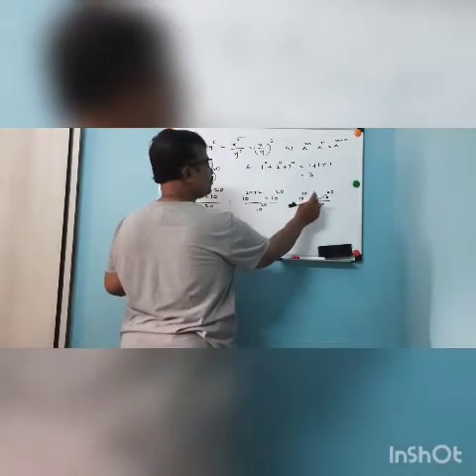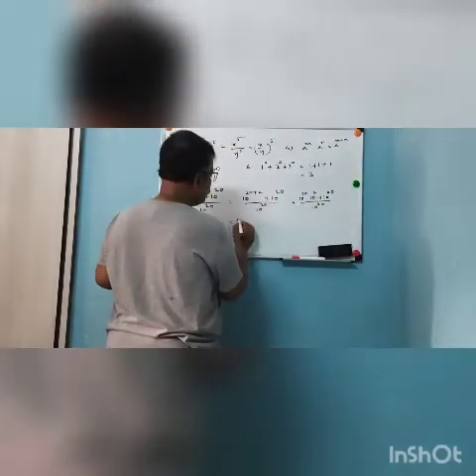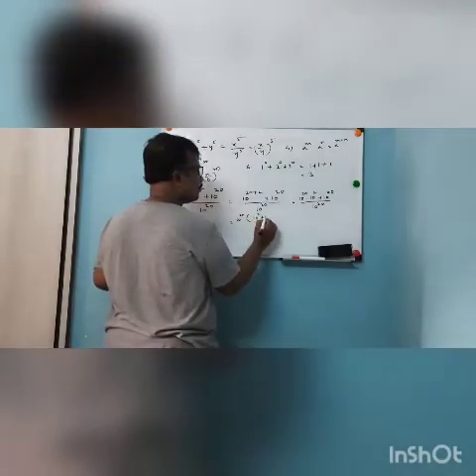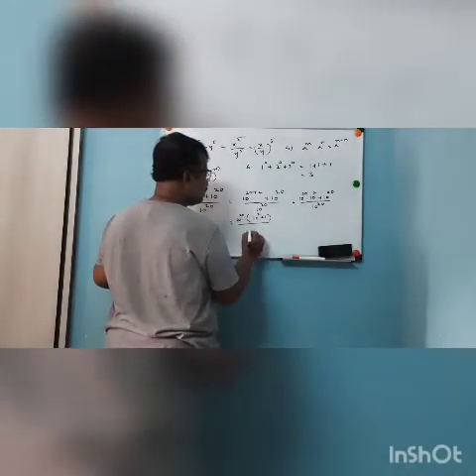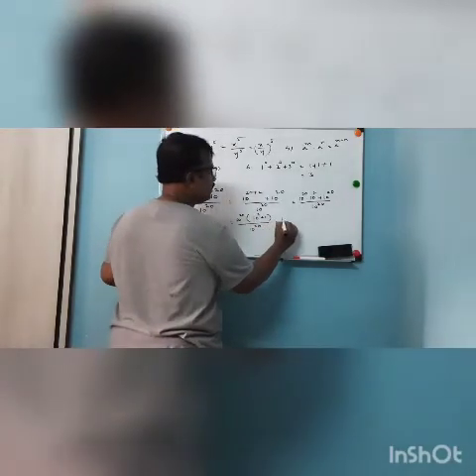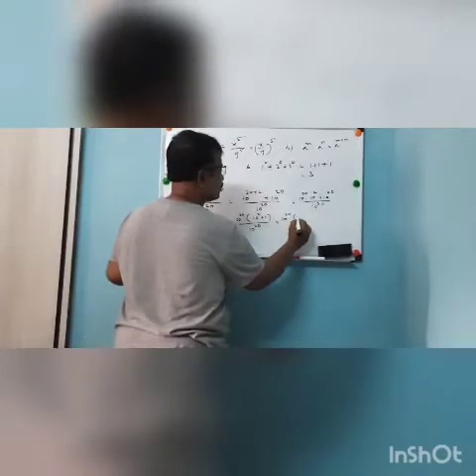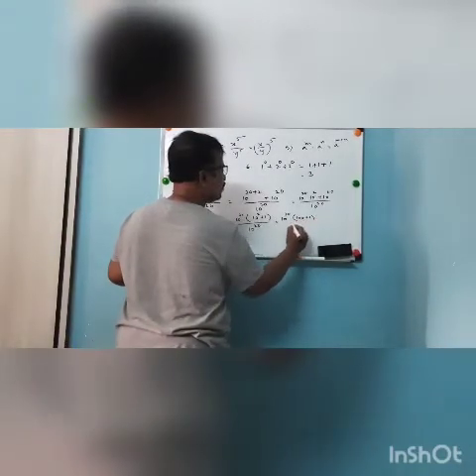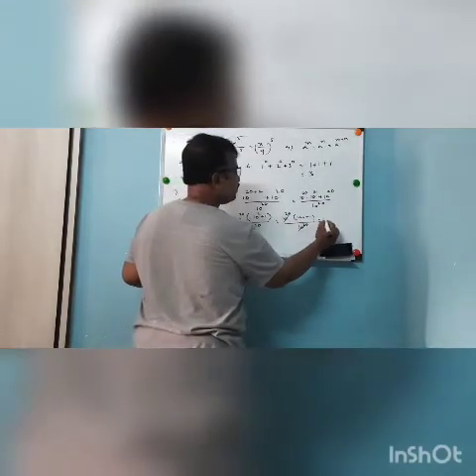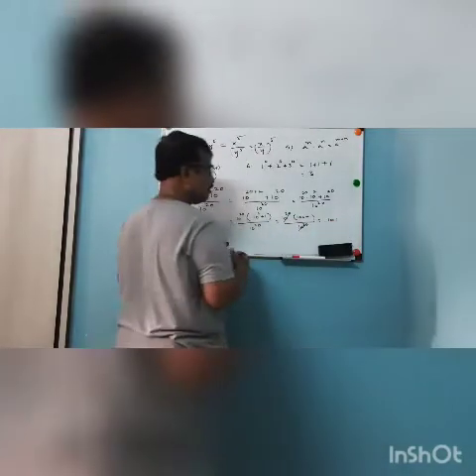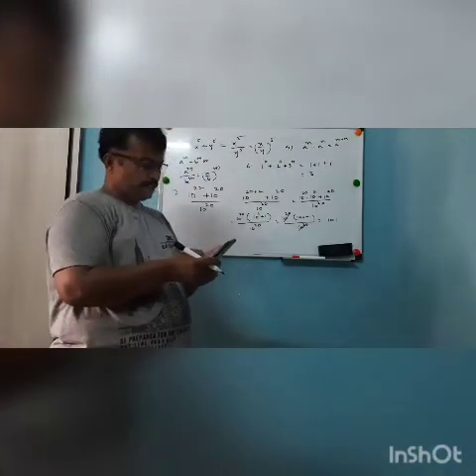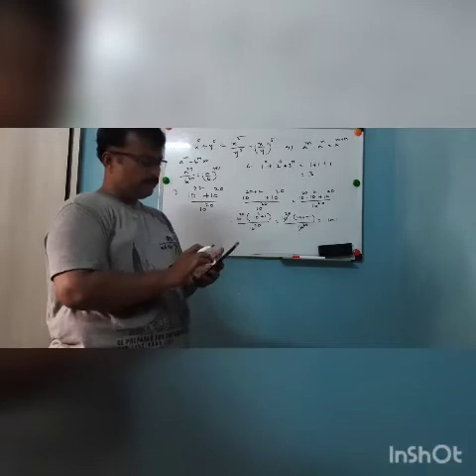Here 10 power 20 is common, that's why we take 10 power 20 outside. 10 square plus 1 by 10 power 20. Here 10 power 20 into 10 square means 100 plus 1 by 10 power 20. 10 power 20, 10 power 20 cancel. 100 plus 1 means 101. Option 3 is 101.